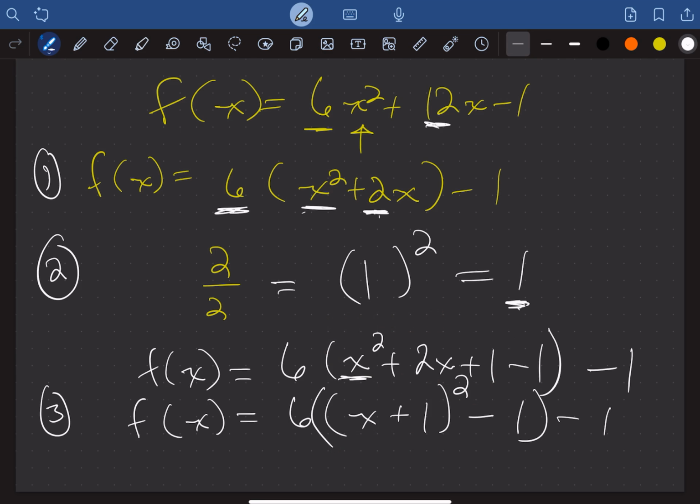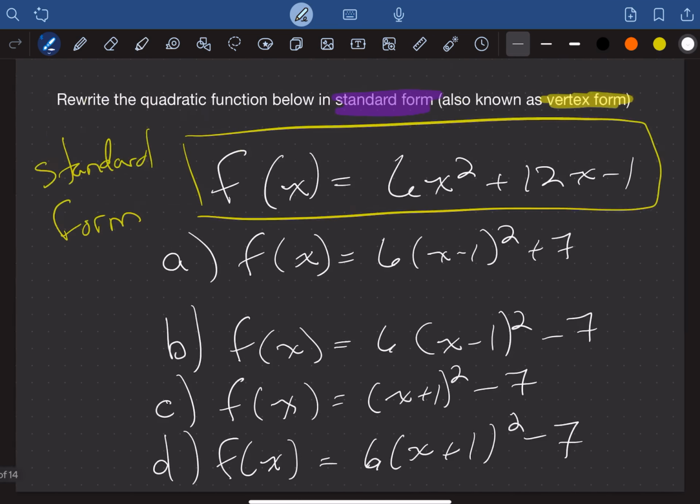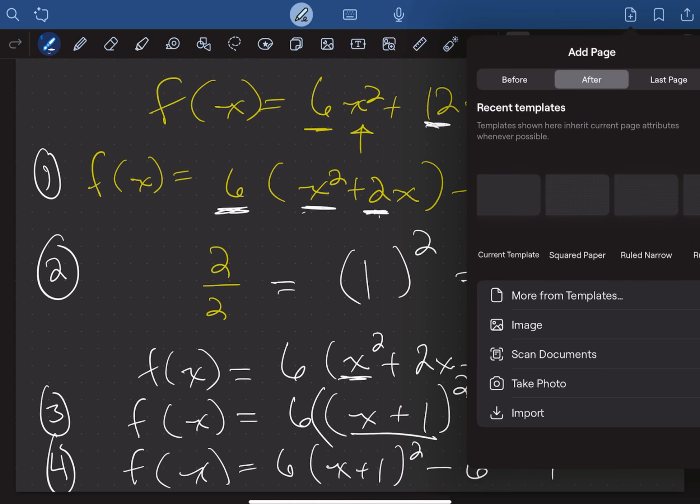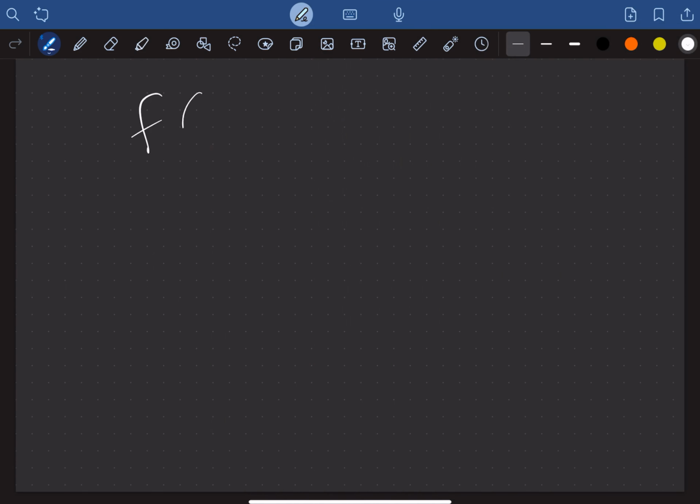So then what we want to do is distribute that 6. This is probably really more expand and simplify. So f of x equals 6 times, we keep this perfect square as is, x plus 1 squared, because this perfect square is exactly what we want in that vertex form. Now, what we're really doing is multiplying that 6 times that negative 1. So what we end up getting as our final answer is f of x equals 6 times x plus 1 squared minus 7.